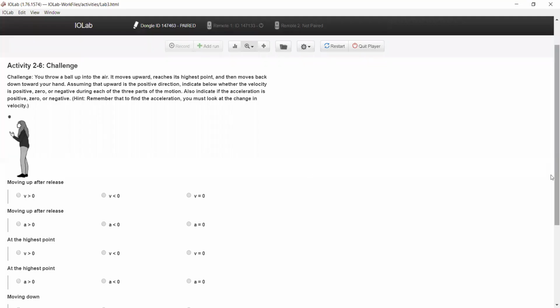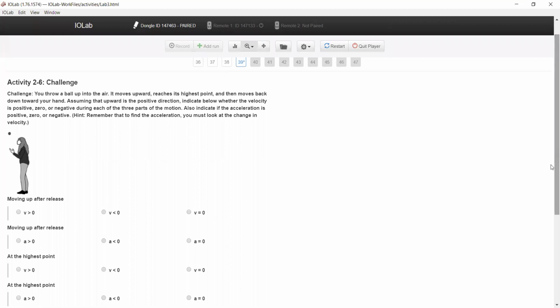Okay, in the next slide, it is like throwing a ball up in the air. It is similar to what we just did. You throw a ball into the air, it moves upward, reaches its maximum height, and then it moves back. Assume upward is the positive direction, indicate whether the velocity is positive, zero, or negative. If moving up is positive, then when you throw it, it would have high velocity in the beginning. Velocity keeps on decreasing until it reaches the top, slowing down in a positive direction, and then it reaches the turning point, it stops.